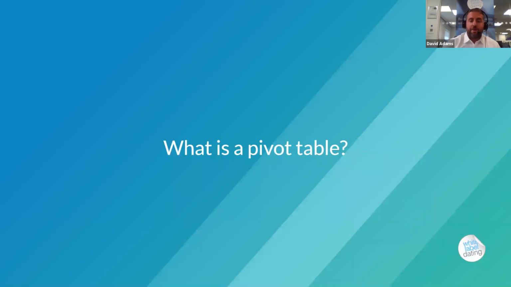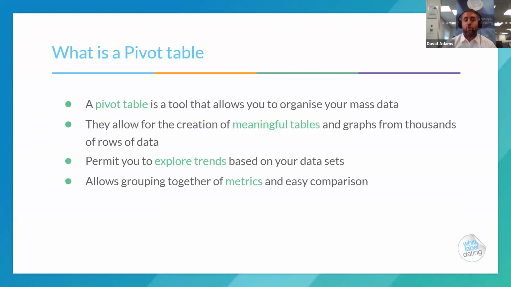So what is a pivot table? A pivot table is a tool that allows you to organize your mass data. They allow for the creation of meaningful tables and graphs from thousands of rows of data. They permit you to explore trends based upon your data sets and allow grouping together of metrics and easy comparison.